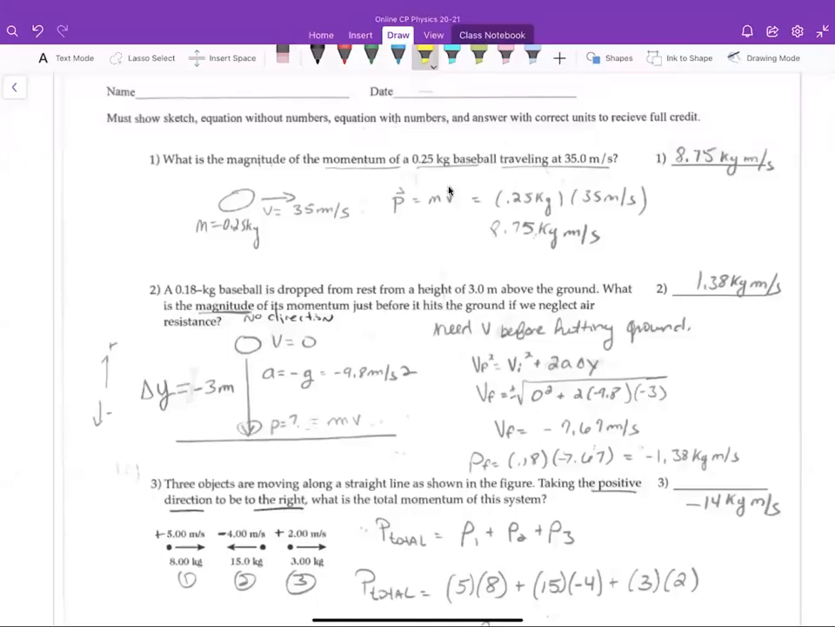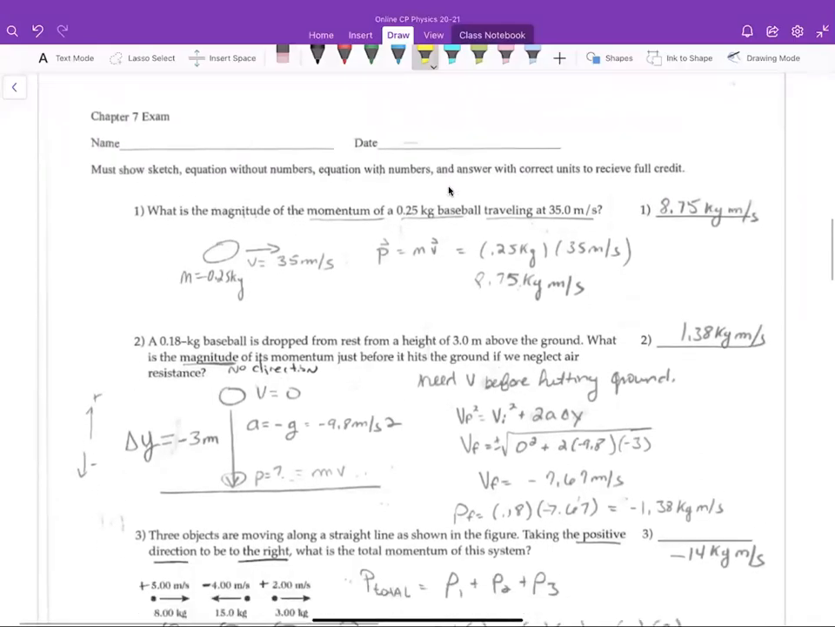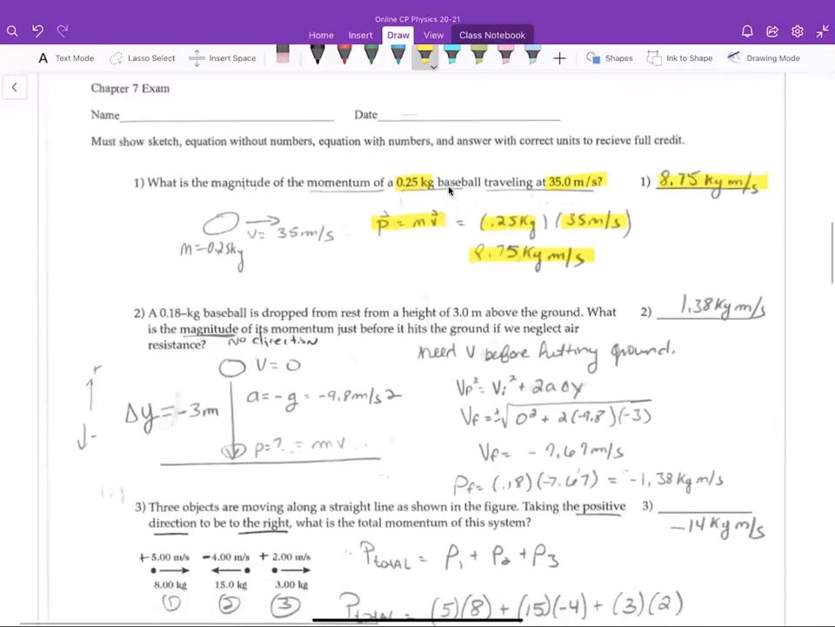All right, this is my review of Chapter 7 exam in preparation for our final. What is the magnitude of the momentum of a 0.2 kilogram baseball traveling at 35 meters per second? The definition of momentum is its mass times its velocity. They wanted the magnitude of that. I have the mass times velocity. That is 8.75 kilogram meters per second.